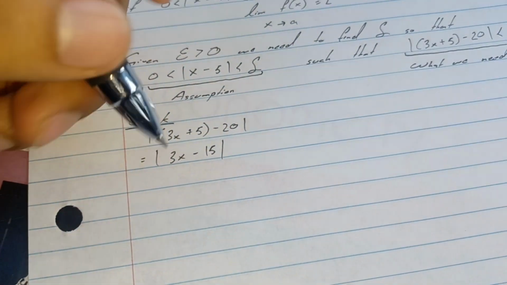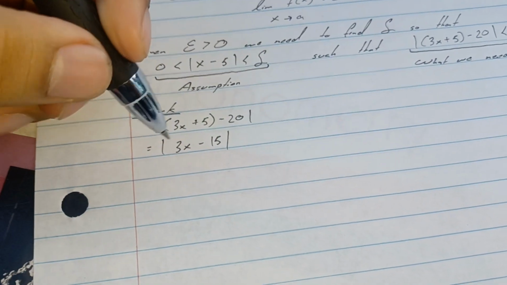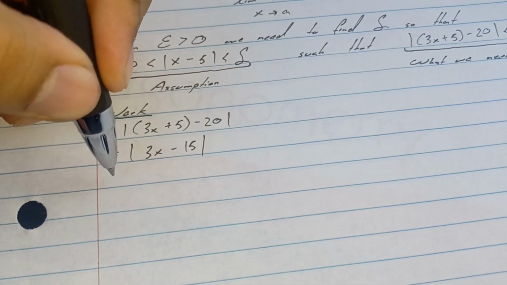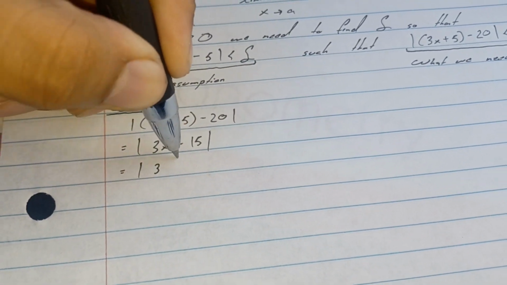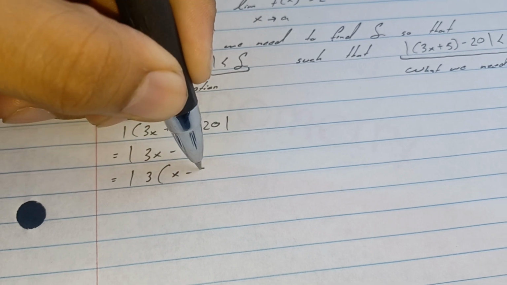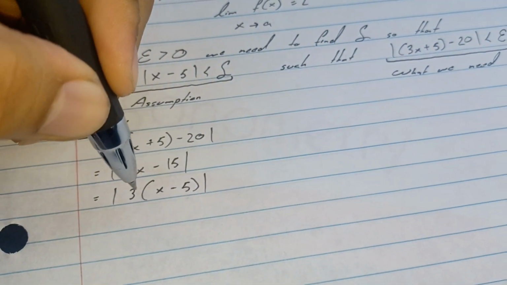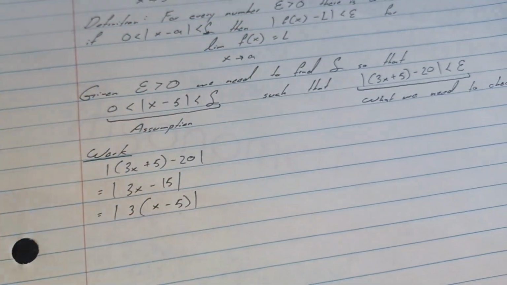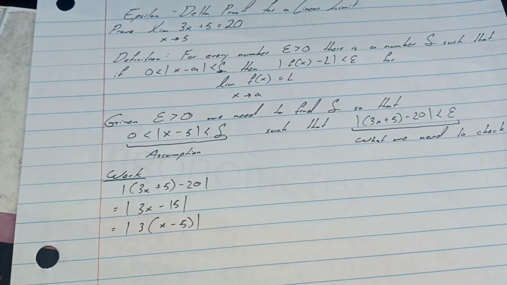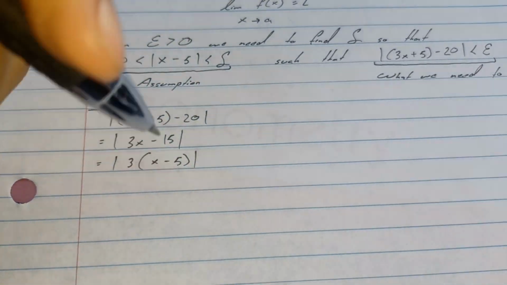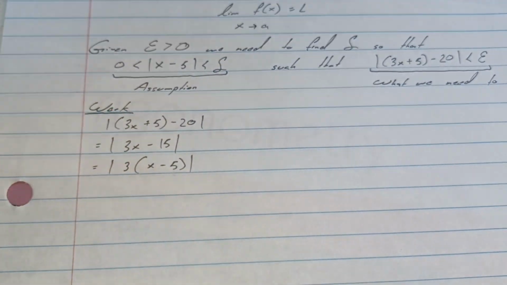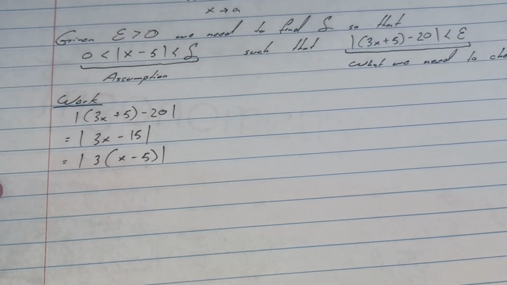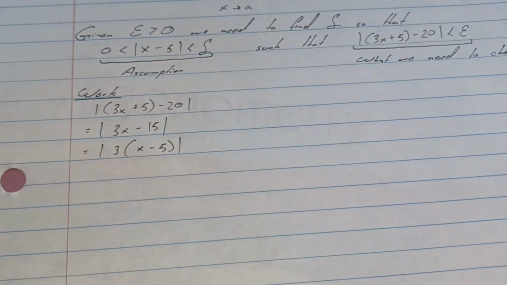So now that we have this, let's go ahead and factor out a 3 to make it look like x minus 5. 3 times x minus 5. Cool? Because 3 times x is 3x, and 3 times negative 5 is 15. I'm going to assume you already know how to do basic algebra, so I don't have to explain factoring. If you don't, just look up other videos. But yeah, just some basic factoring here.